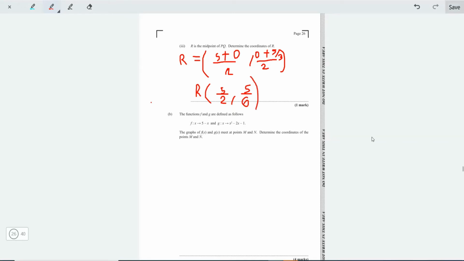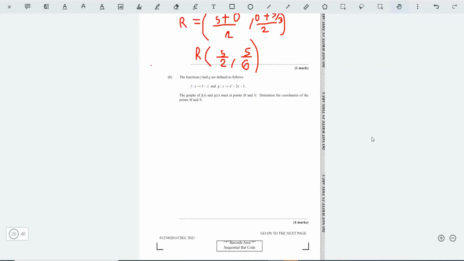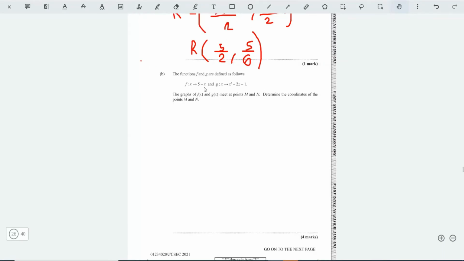Now the next part says the functions f and g are defined as follows. It tells us f of x is 5 minus x, and g of x is x squared minus 2x minus 1. It says the graphs of f and g of x meet at M and N. Determine the coordinates of M and N. So what they're asking you to do is solve them simultaneously. So call f of x y and call g of x y.